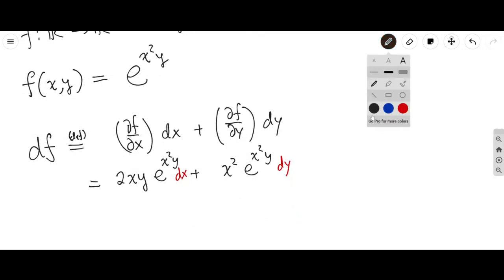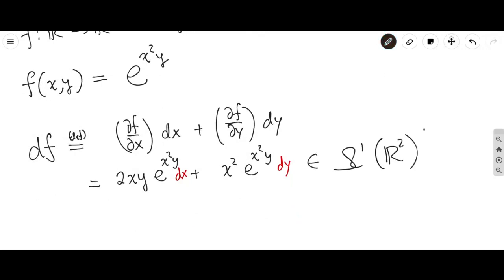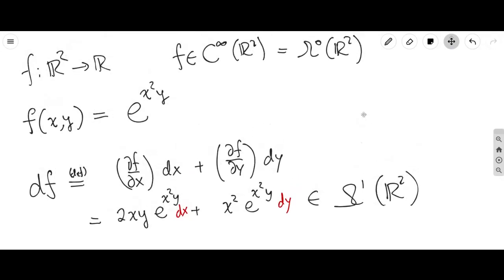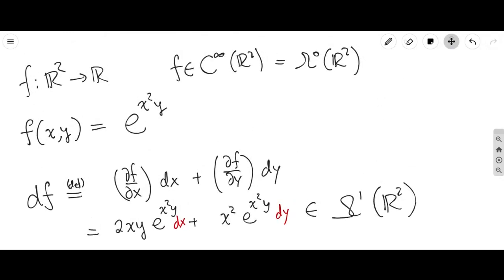And this entire piece is now an element of one forms defined on R2. So these are one forms, right? This is a one form, and this is a one form, because you're only using a single differential now. And this is what we get. So that's the way you define it for zero forms.